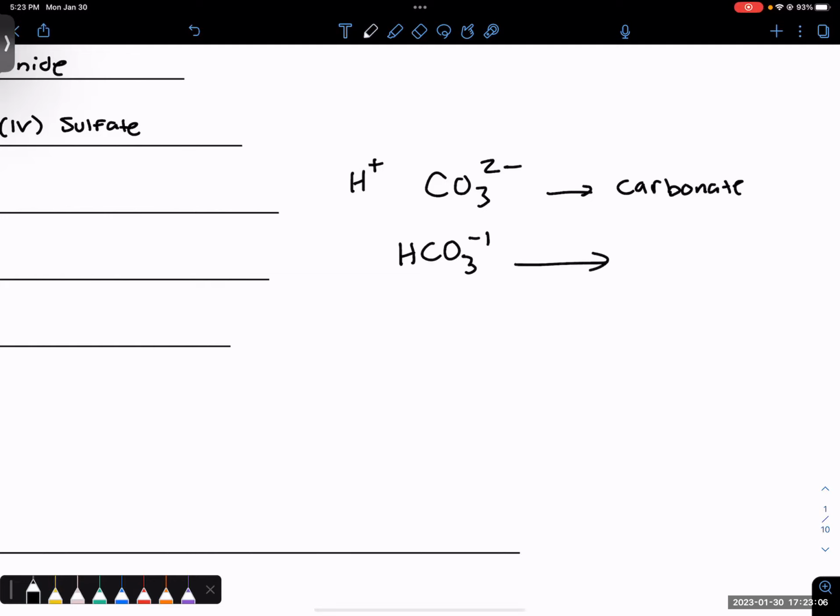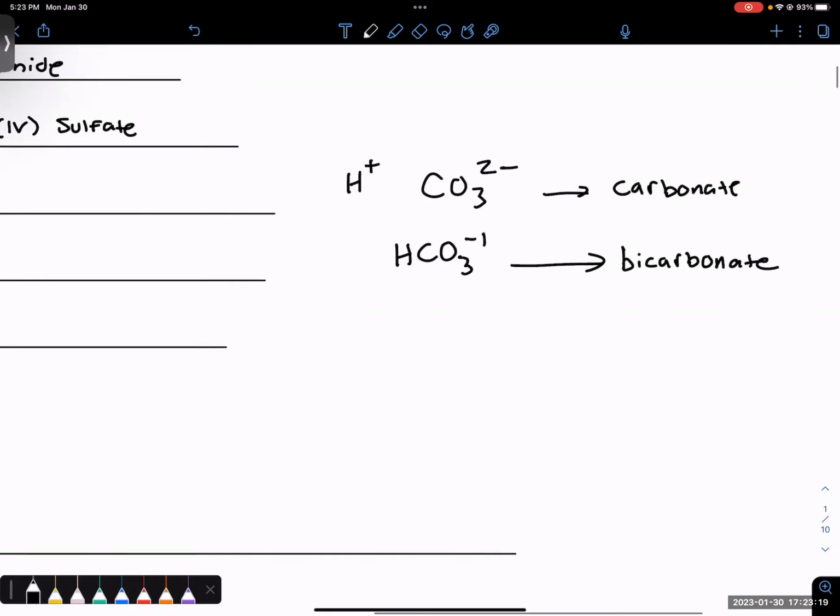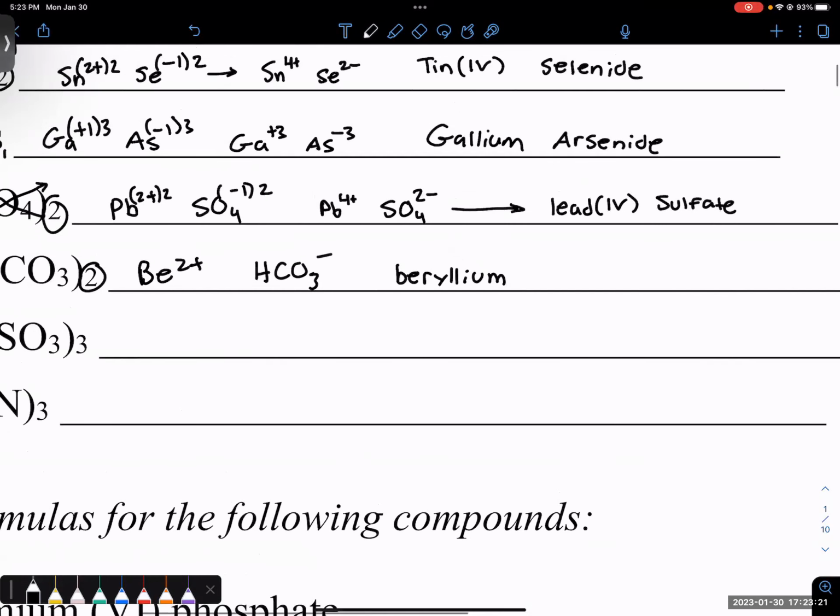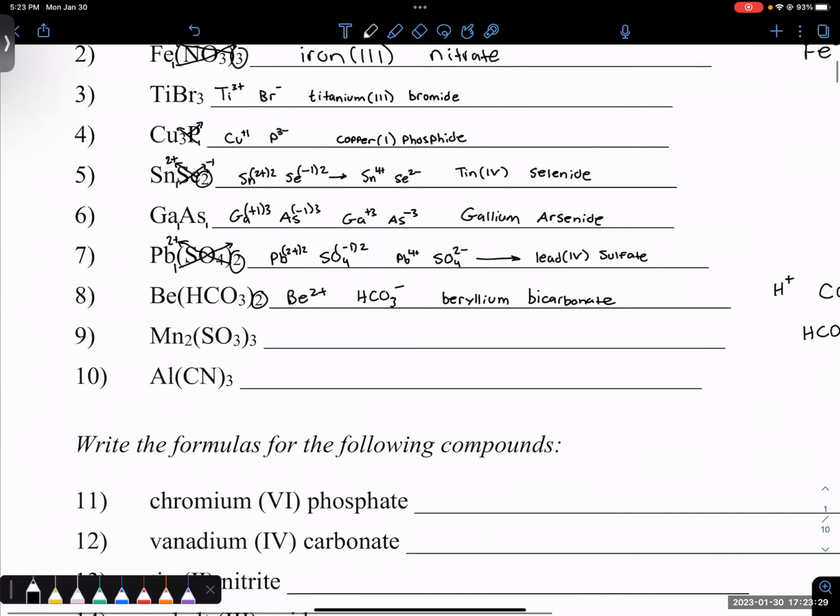Do we know the name of this one? Yeah, so bicarbonate is what I would go with. Now we can just put that in our name. So beryllium bicarbonate. Perfect. Any questions on there?